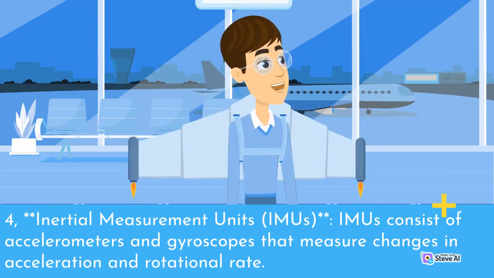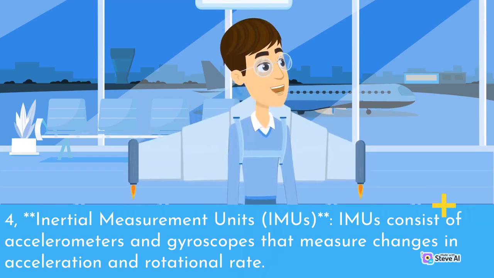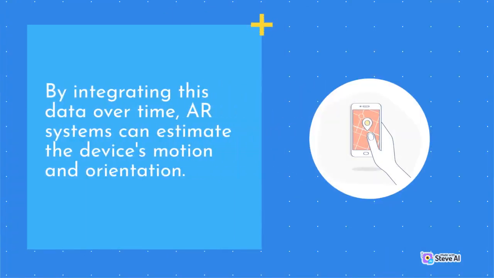4. Inertial measurement units, IMUs. IMUs consist of accelerometers and gyroscopes that measure changes in acceleration and rotational rate. By integrating this data over time, our systems can estimate the device's motion and orientation.